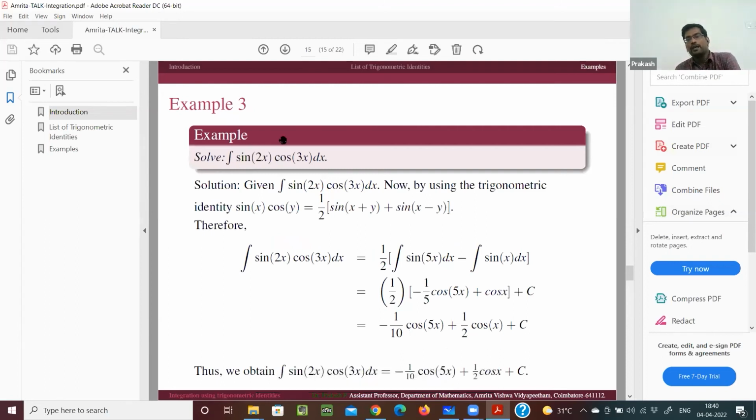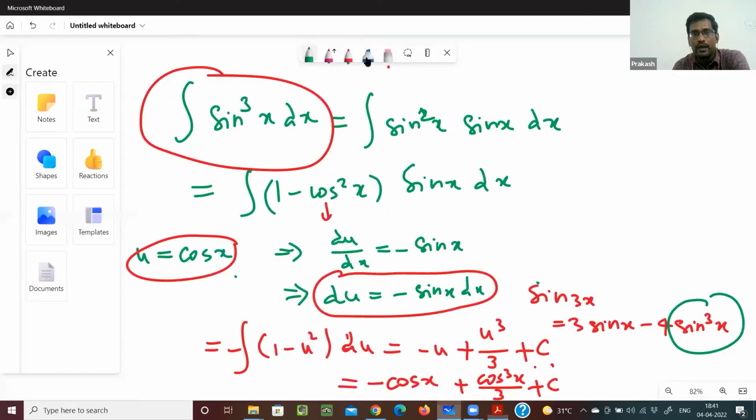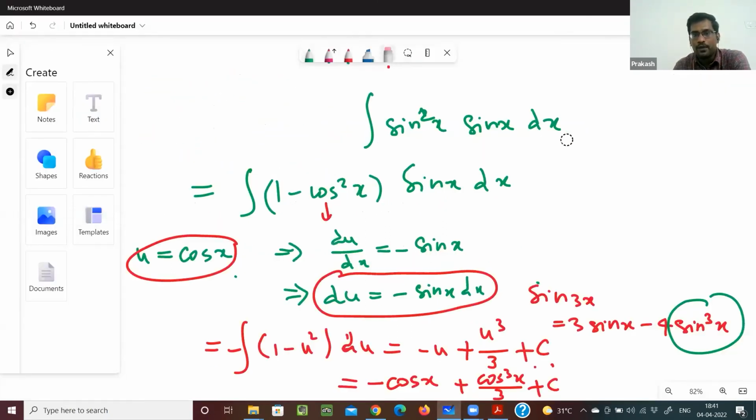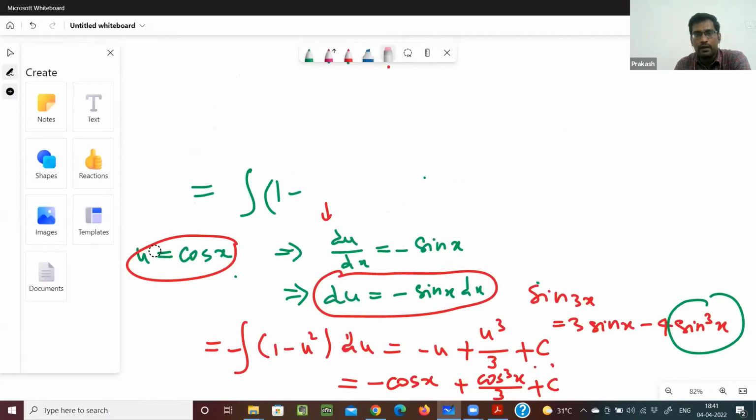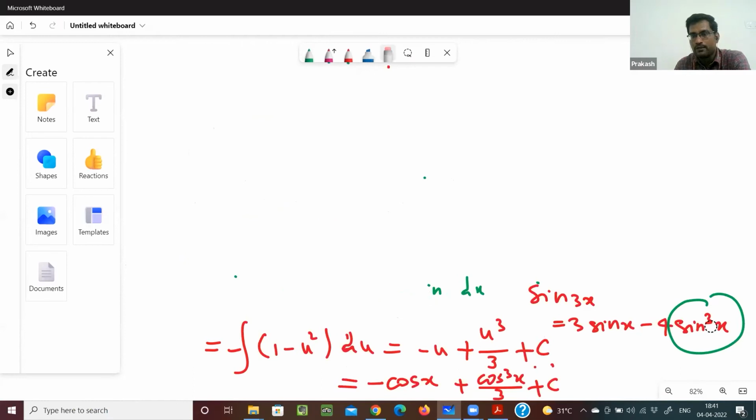So the next one. Here you see, the trigonometric functions are not involving power terms, but this is the integral of sin 2x cos 3x with respect to x. But here we know some formula, right? So what formula do we know? This problem is a different one, because it is the product of two different trigonometric functions, not power functions.